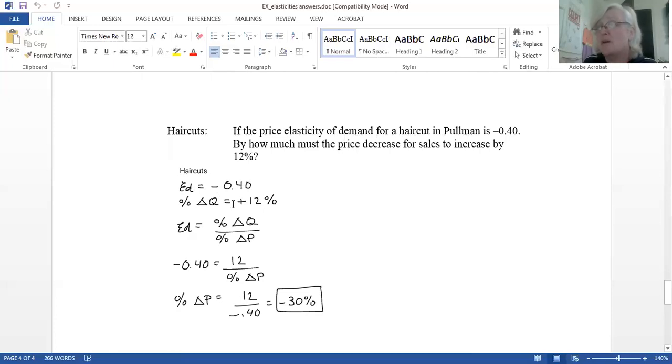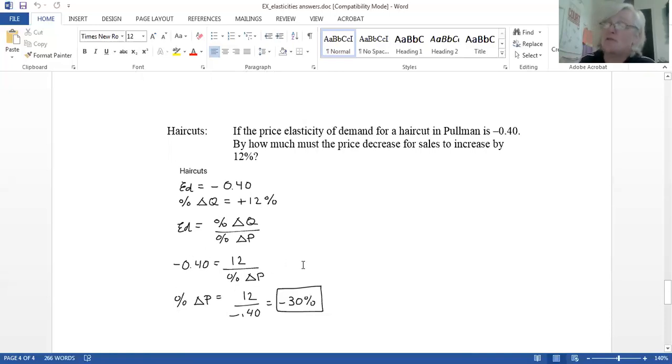Then by how much must the price decrease for sales to increase by 12%? Sales going up 12%, that's the percentage change in quantity. So I've got one percentage change, I've got elasticity of demand, I can solve for the percentage change in price that would make this happen. So put it into my general formula, which is right here. I get negative 0.40 is going to equal 12 divided by percentage change in P. Again, notice the formula. There's 3 possible unknowns: the elasticity of demand, percentage change in quantity, percentage change in price. As long as you know any 2, you can solve for the third, and that's what this problem is showing you, is, hey, I can solve for percentage change in price.